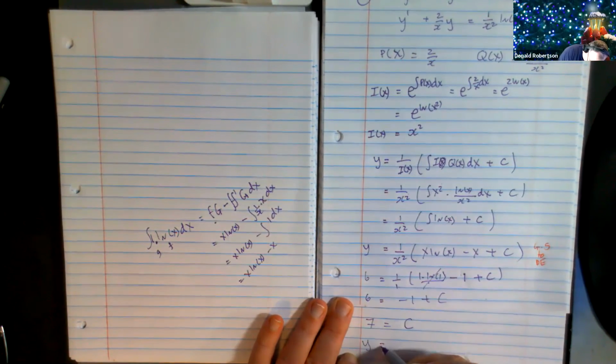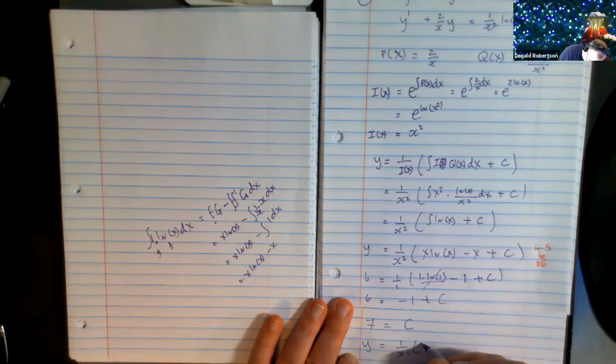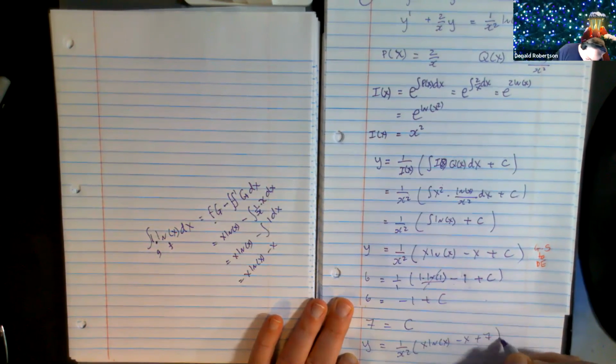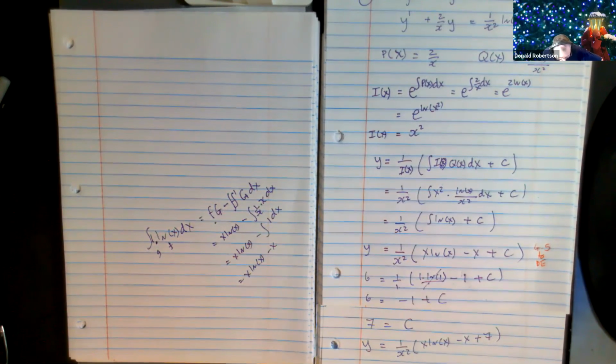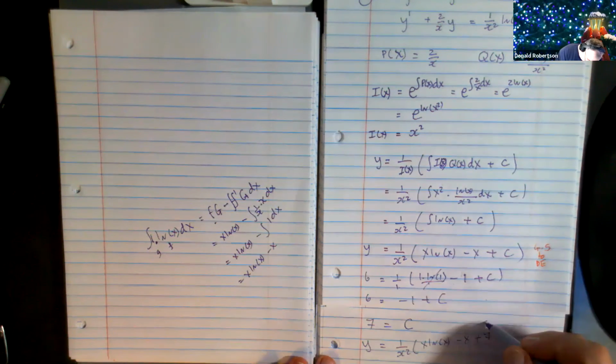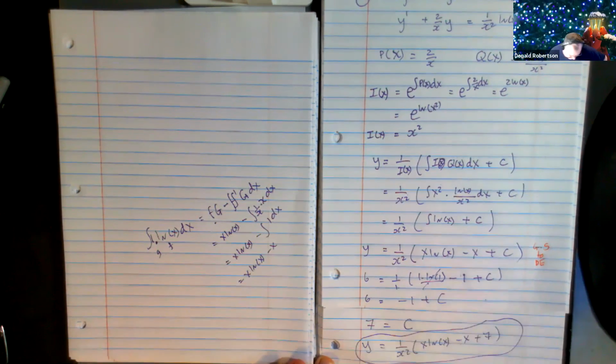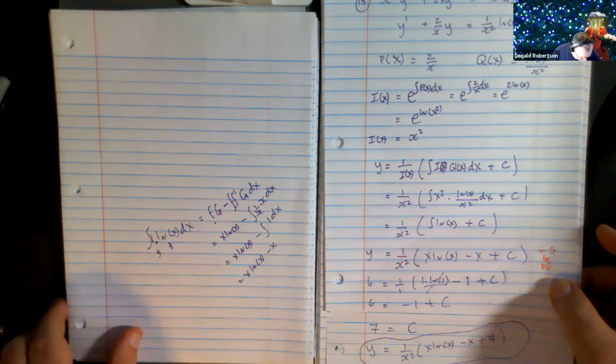So y will be 1 over x squared, x log x, take away x, add 7. And I guess I could multiply that through. I don't think I'm going to bother this time. I think that looks quite pretty. Are we good? Then we are now moving on to our final question.